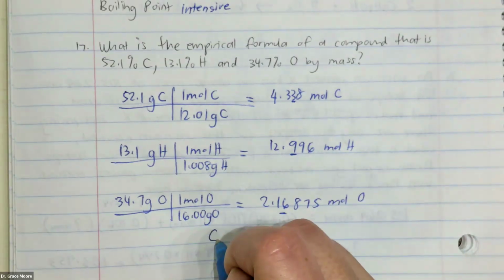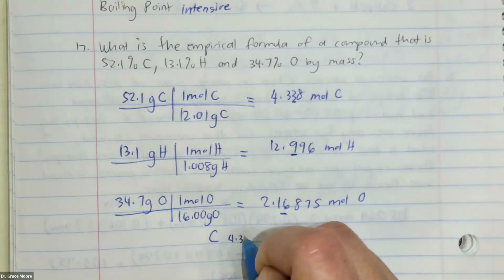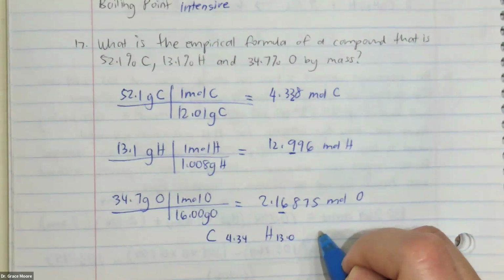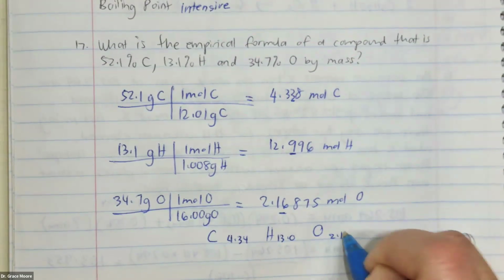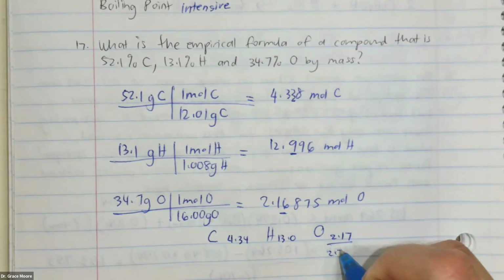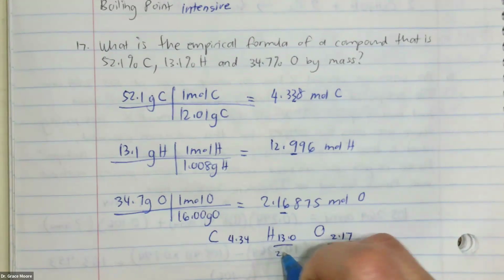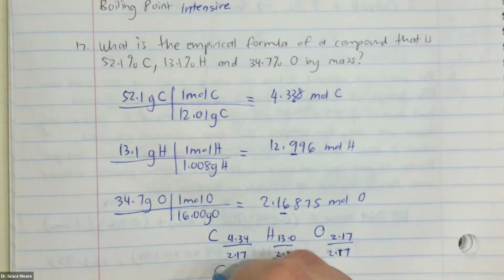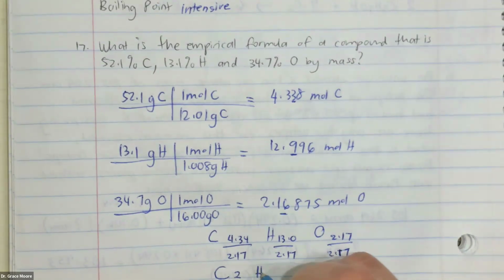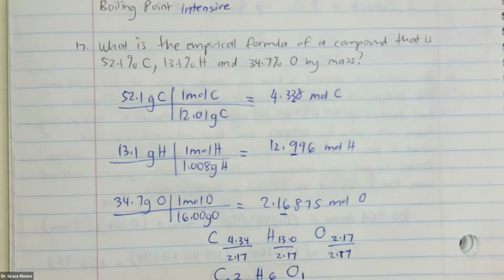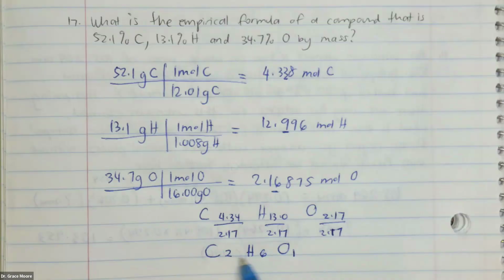I technically have carbon at 4.34, hydrogen at 13.0, oxygen at 2.17. Correct? I'm just rounding to 3 sig figs. Divide by the smallest number, which is 2.17. That's going to give me a ratio of C is 2, H is going to be 6, and O is going to be 1. So if I had to put an empirical formula, it would be C2H6O.